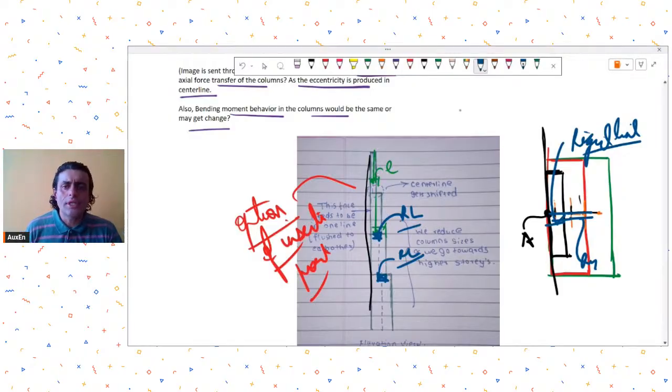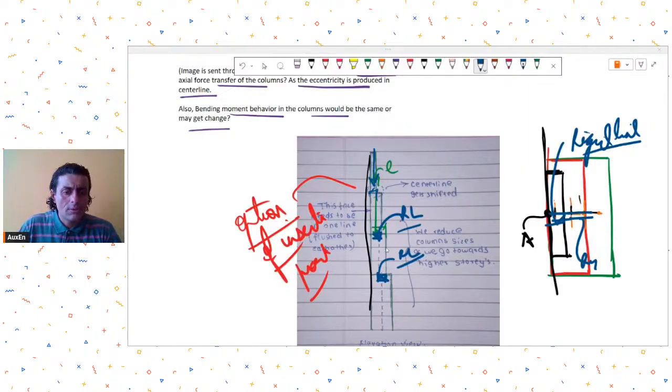Manually, if you want to check, you can just take the axial load and multiply it by the eccentricity and see how much moment it generates. Is it clear? Yes, so this is how you can include these effects.